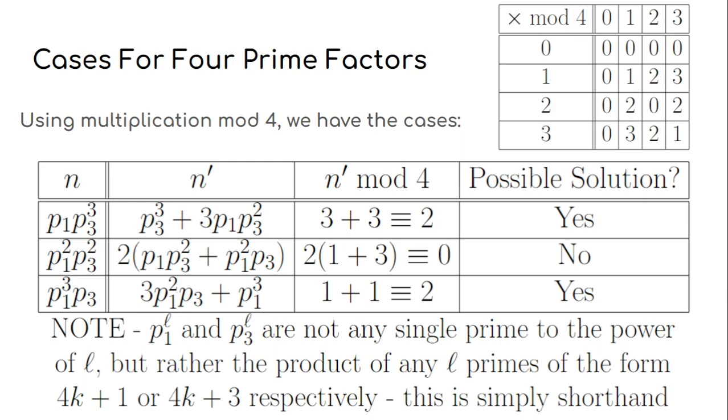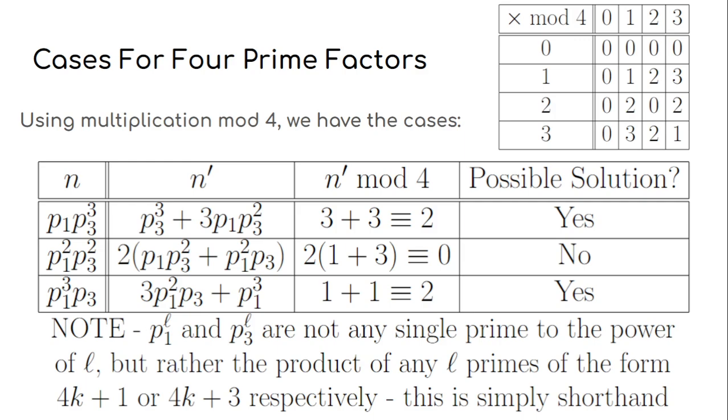Now, using the product rule a couple of times, we can differentiate this n to get p3 cubed plus 3p1 p3 squared. We can evaluate this mod 4 as follows. We can work out p3 cubed as that's just a number which is 3 mod 4 cubed. So we see 3 times 3 is 1 mod 4, and then 1 times 3 to make 3 cubed is 3 mod 4. That's where you get the first 3 from in the sum for n prime mod 4.